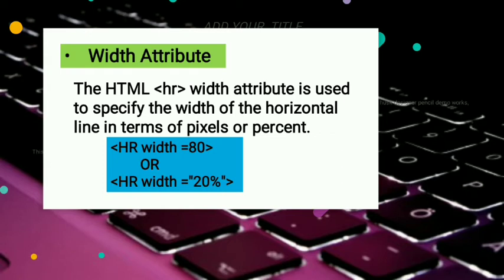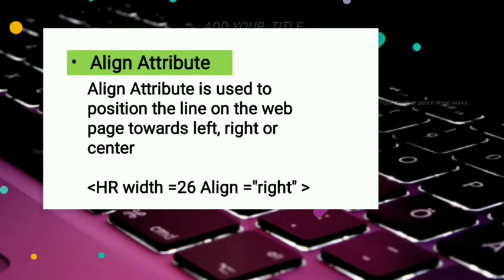Again, next one is width attribute. This attribute is used to specify the width of the horizontal line in terms of pixels or percent. Okay, HR width is equal to 80, or HR width is equal to some percentage, 20%. Next one is align attribute. Align attribute is used to position the line on the web page towards left or right or center. For example, HR width is equal to 26, align is equal to right.